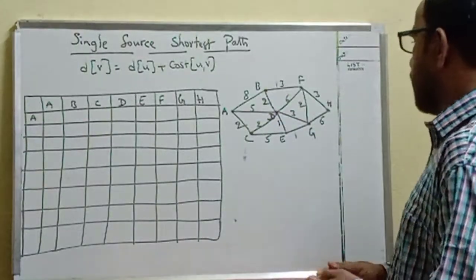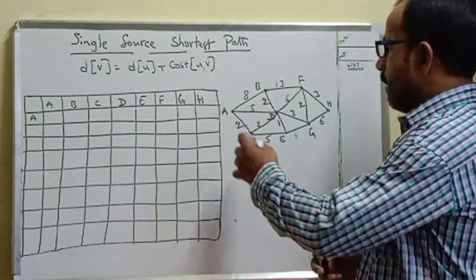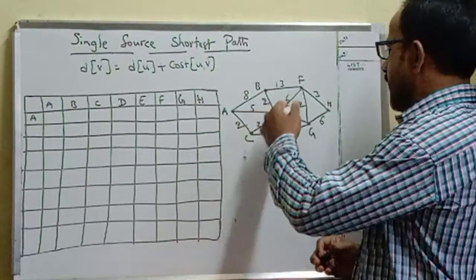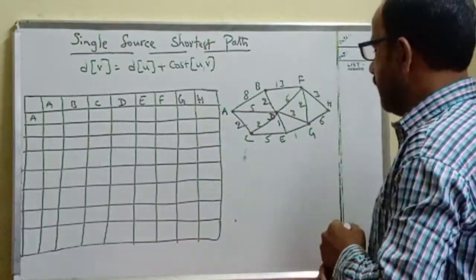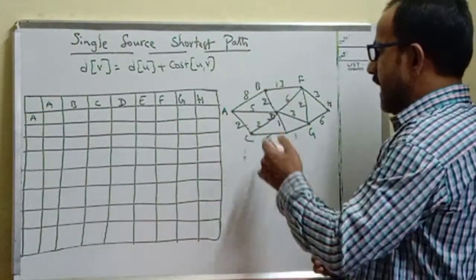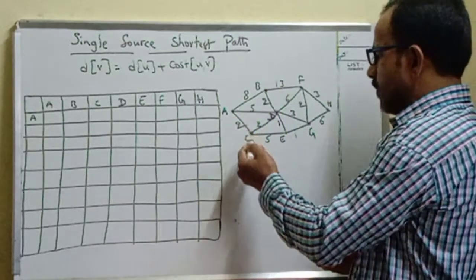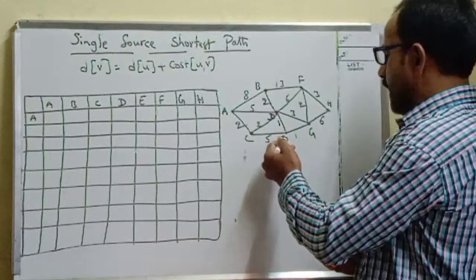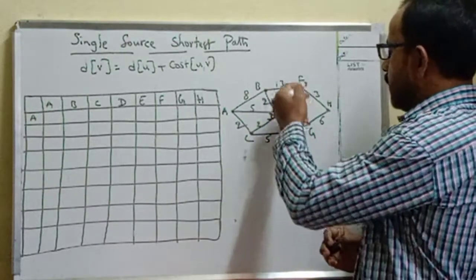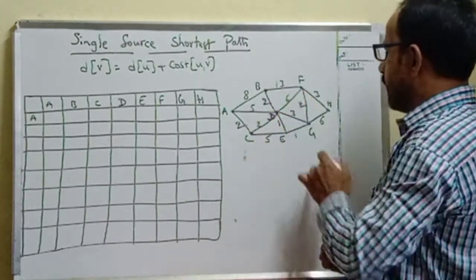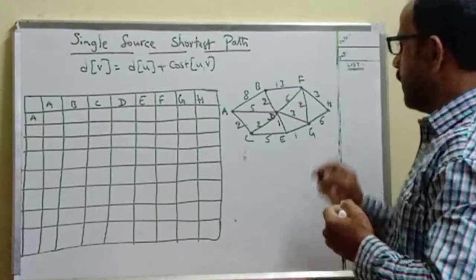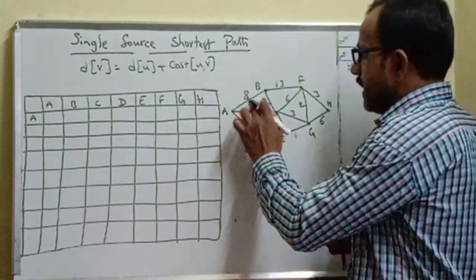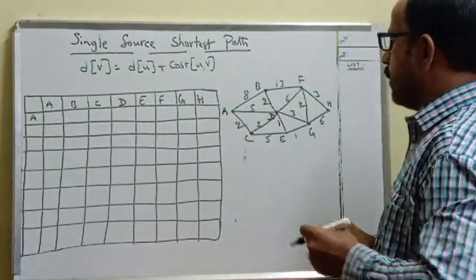So here I am taking one graph. The nodes are A, B, C, D, E, F, G, H. A to B distance is 8, A to D distance is 5, A to C distance is 2, and C to E distance is 5. Like that, D to E is 1, E to G is 1, G to F is 2, B to F is 13, F to H is 3, and G to H is 6. I took one graph here, and all the edges are represented with the distance between the respective nodes.